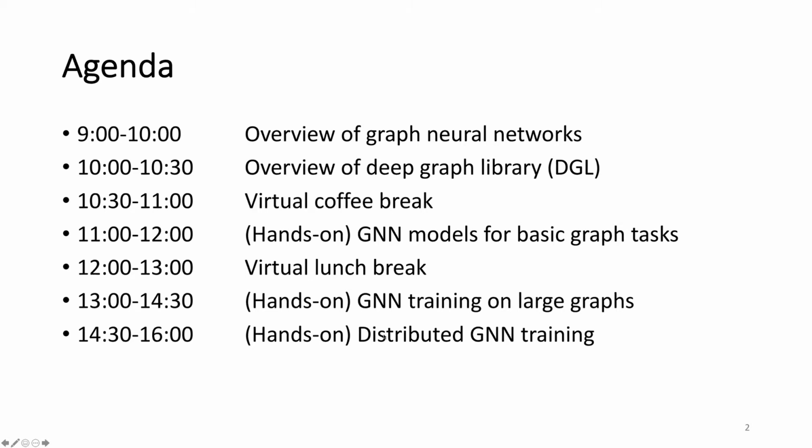So the agenda for the day is as follows. To begin with, we're going to have two presentations. They are PowerPoint presentations. The first one will give you an overview of graph neural networks, while the second one will be an overview of the Deep Graph Library. After that, there will be a half-an-hour coffee break. And then there will be a hands-on tutorial that is going to cover GNN models for basic graph tasks. After that, there will be a 1 hour lunch break. And then when we come back, we're going to have two hands-on tutorials. One will be on GNN training on large graphs, and the other one on distributed GNN training.